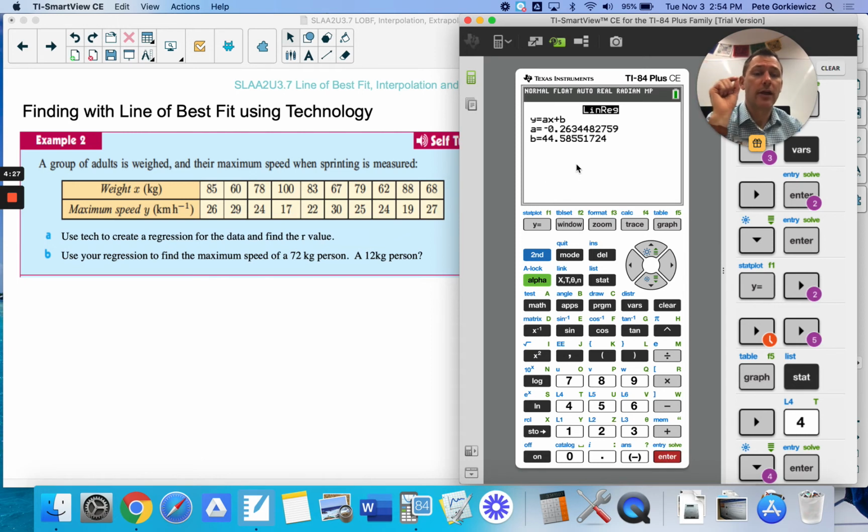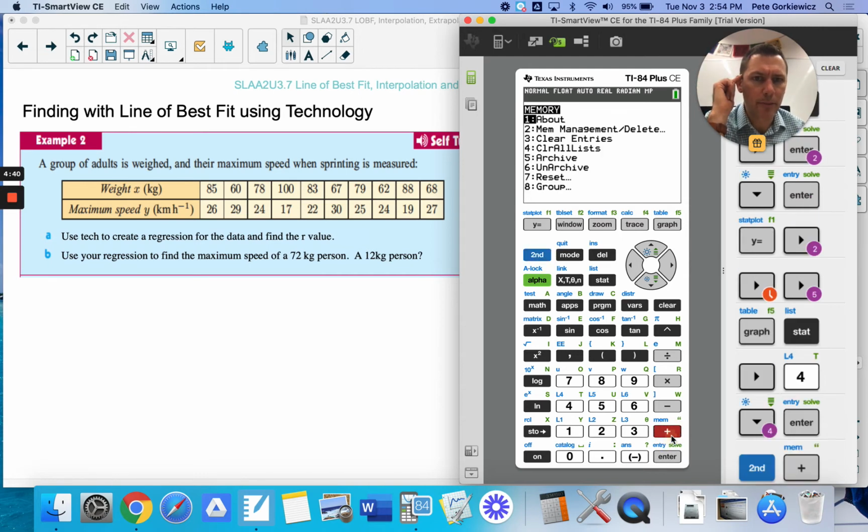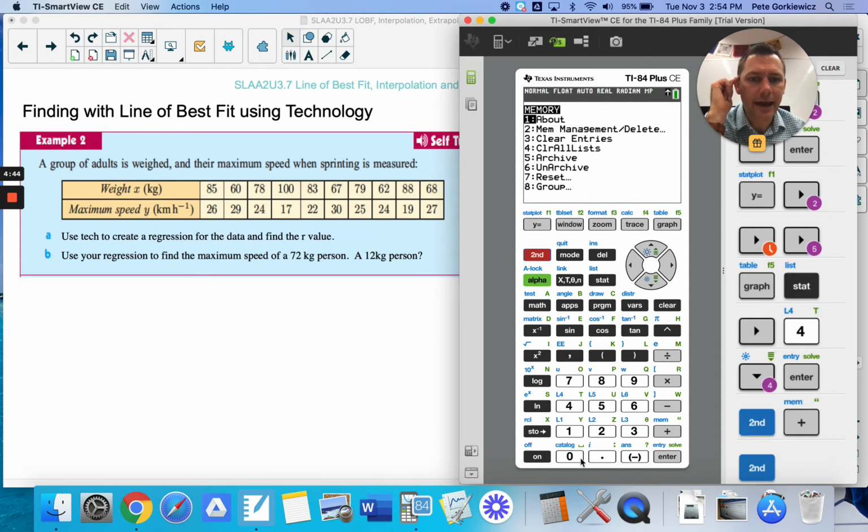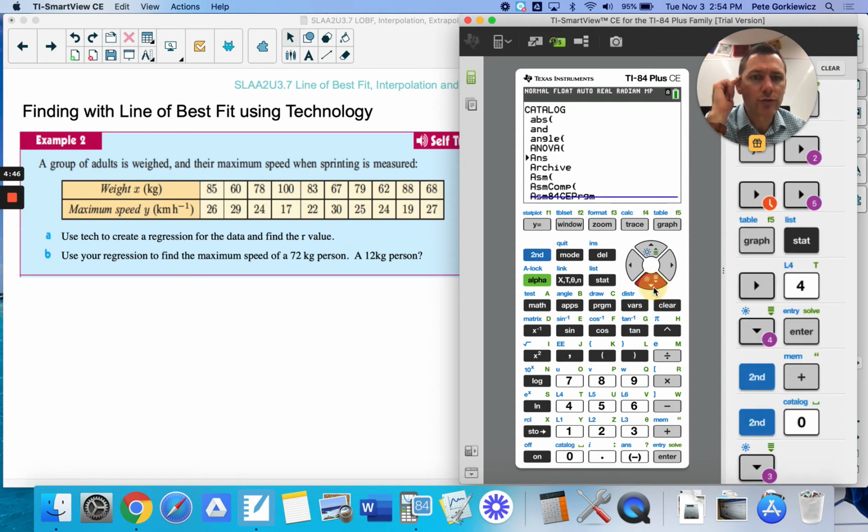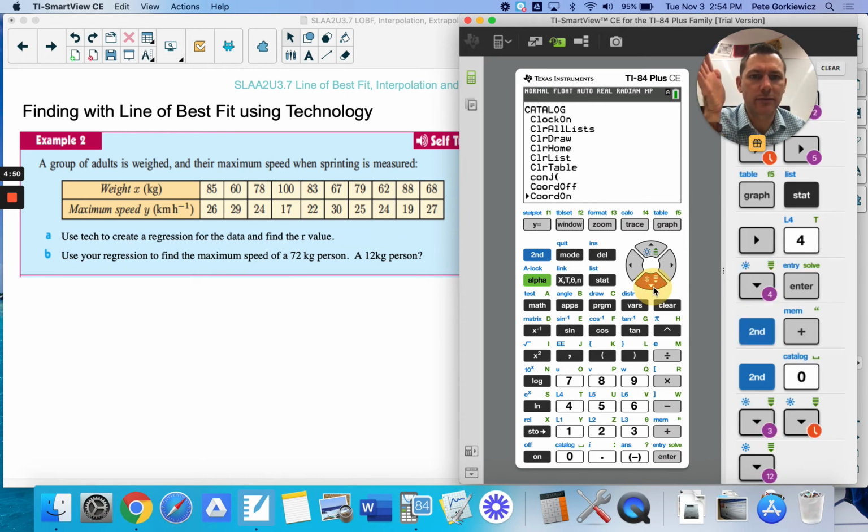No R value. So I can't tell how good the line is at approximating my data. You'll only need to do this when you turn the calculator on or off, like when you switch batteries. But if you go second memory, and second catalog, and you go down to diagnostic on. There are other ways to do this, but this is, I think, the most straightforward.